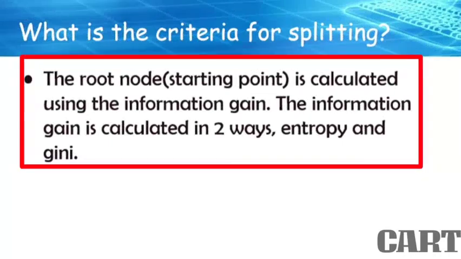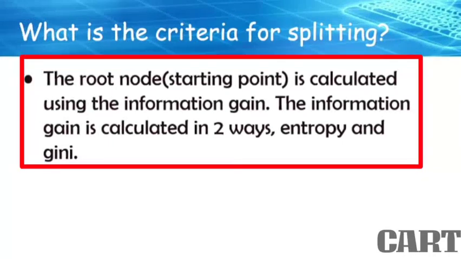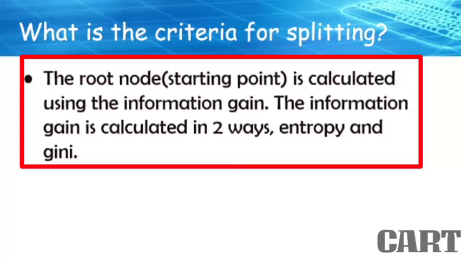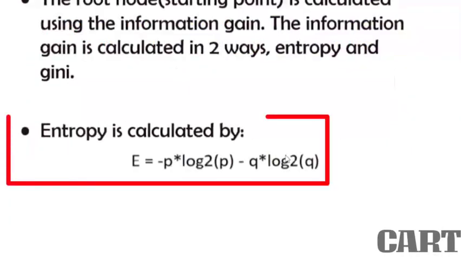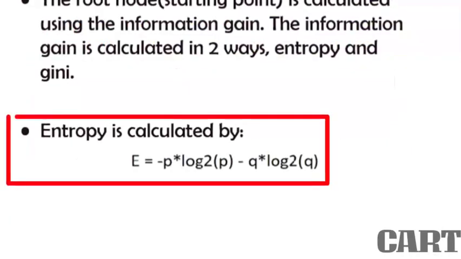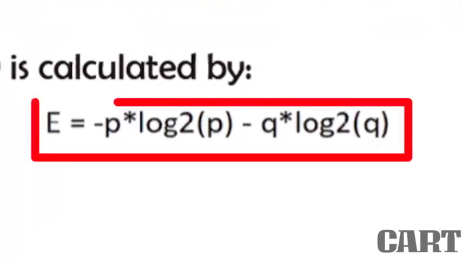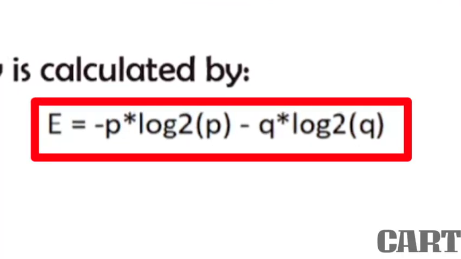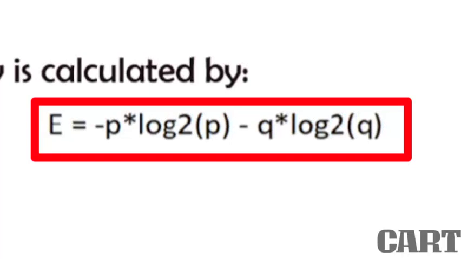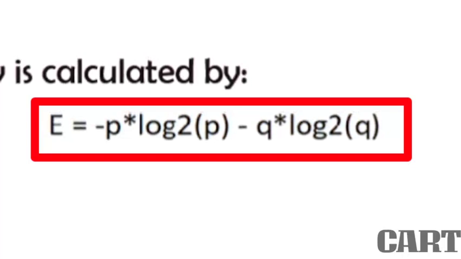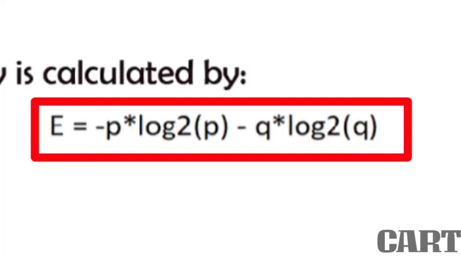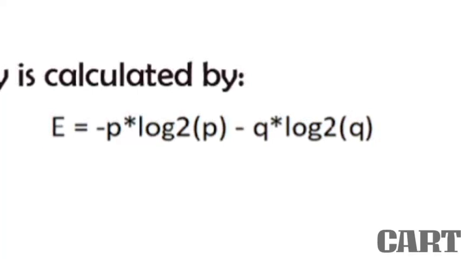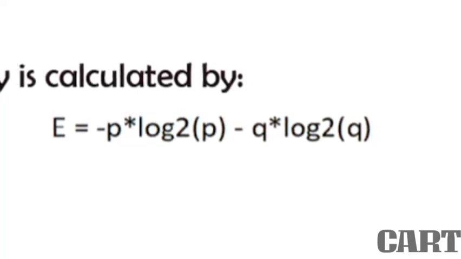The root node, the starting point, is calculated using information gain. The information gain is calculated in two ways: one is entropy and the other is Gini. Entropy is calculated in this way: minus p multiplied by logarithm of base 2 of p, minus q multiplied by logarithm of base 2 of q. Here p is probability and q would be 1 minus p, the probability of the other condition.